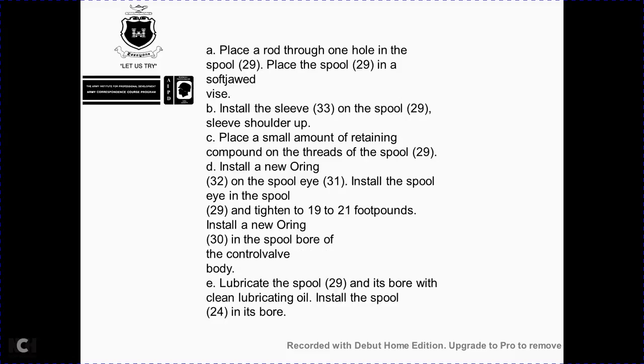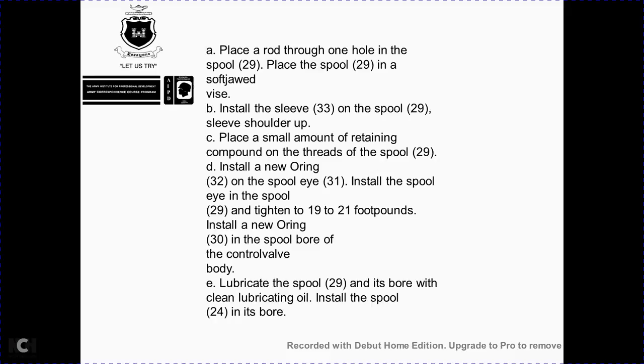Place the rod through the hole in the spool 29 with the plate for the spool, in a soft-jaw vise. Install the sleeve 33 on the spool 29 with the sleeve shoulder up. Place a small amount of retaining compound on the threads of the spool 29. Install the new O-ring 32 on the spool 31. Install the spool 31 on the spool 29. Tighten to 19 to 21 foot-pounds.